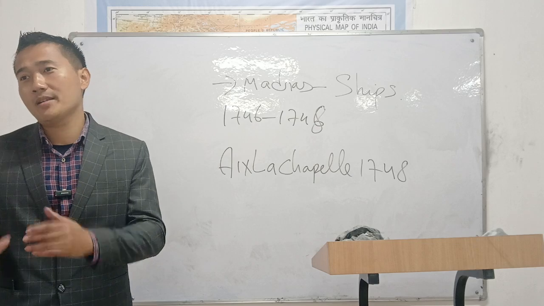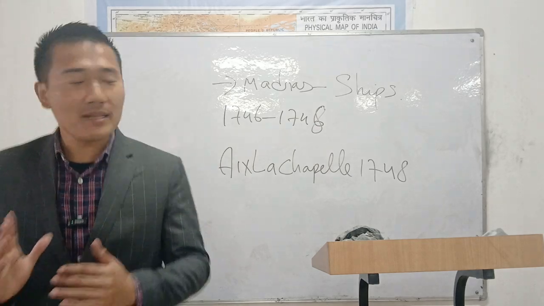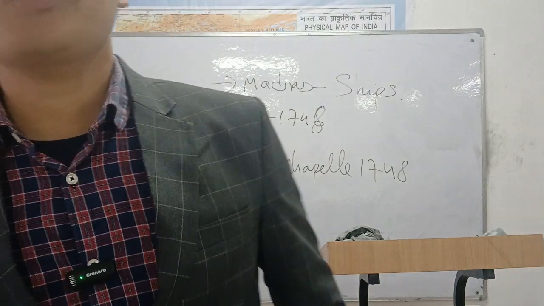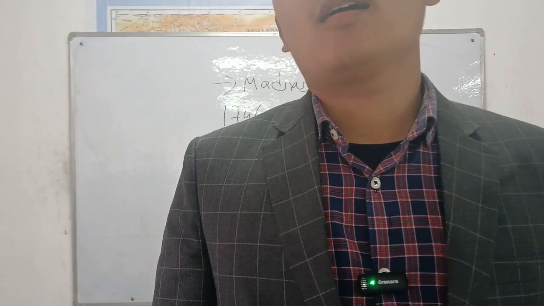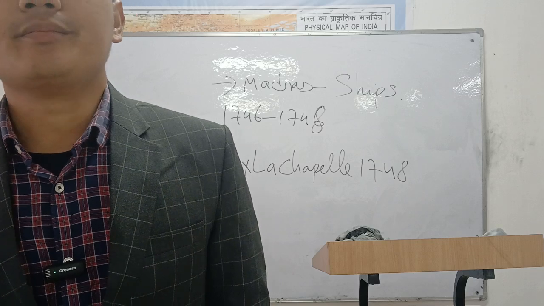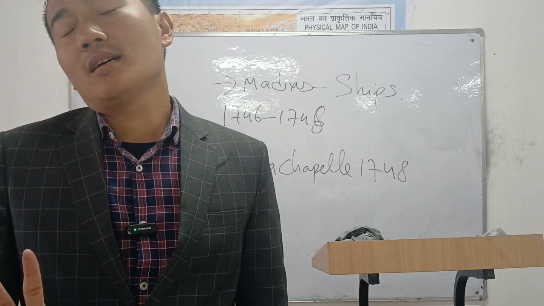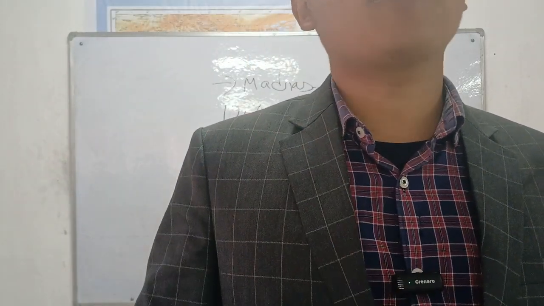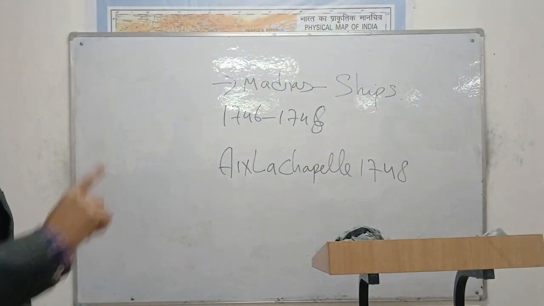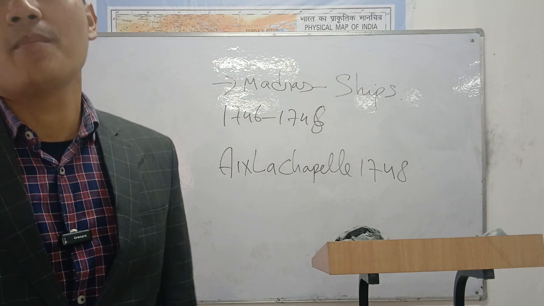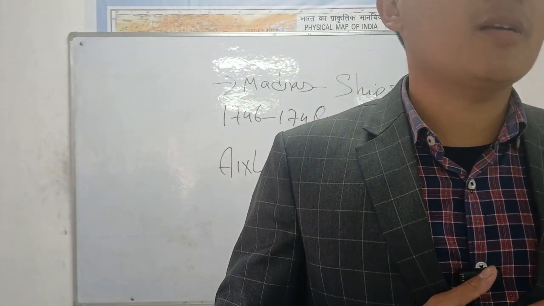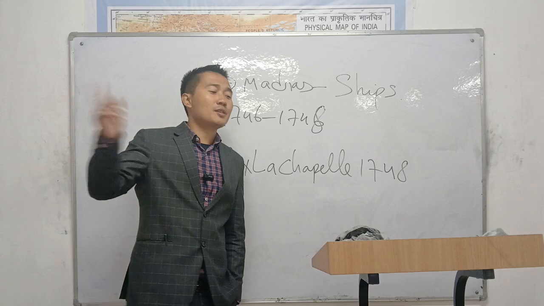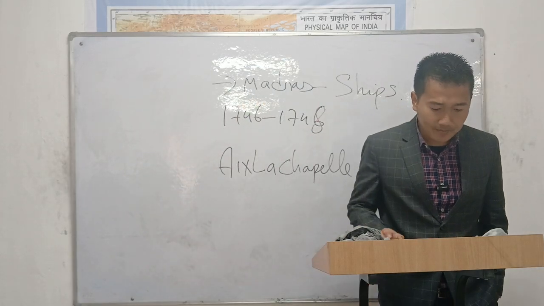The first Anglo-French war, which began in 1746, ended in the year 1748 by the Treaty of Aix-la-Chapelle. Aix-la-Chapelle is the treaty which ended the first Anglo-French war. Anglo means the English. The first basic cause was that the English captured some French ships. Because of that, in retaliation, the French captured the city of Madras, which was one of the headquarters of the English. Because of this reason the war occurred. Just remember this reason. Why did the war occur? The English captured some French ships.